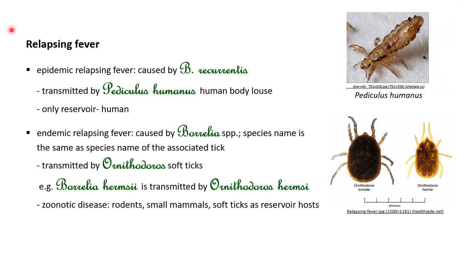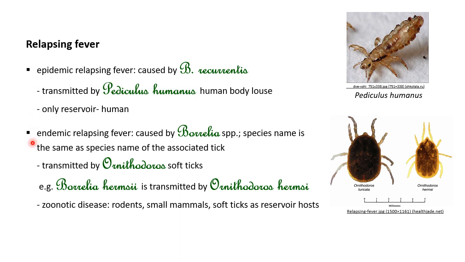One of the diseases caused by Borrelia species is relapsing fever, and there are two kinds. The first is the epidemic relapsing fever caused by Borrelia recurrentis, and it is transmitted by Pediculus humanus, the human body louse. The only reservoir is man.